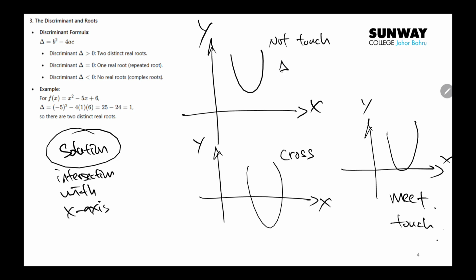And this corresponds to the discriminant being smaller than 0, bigger than 0, and equal to 0. And what is the discriminant? The discriminant comes from the formula b squared minus 4ac.